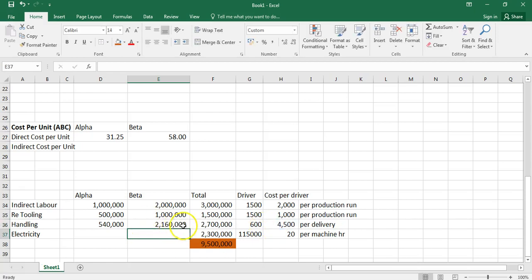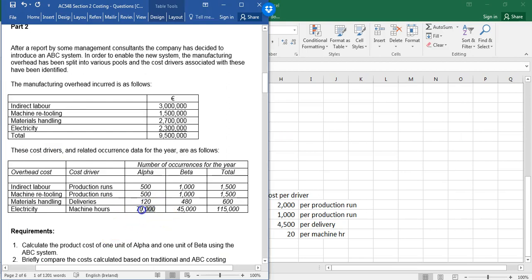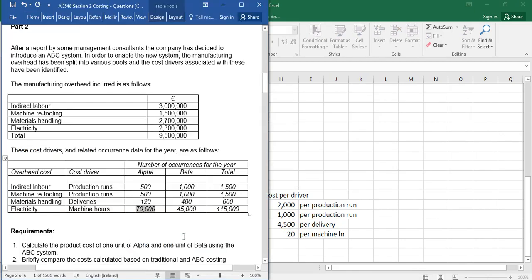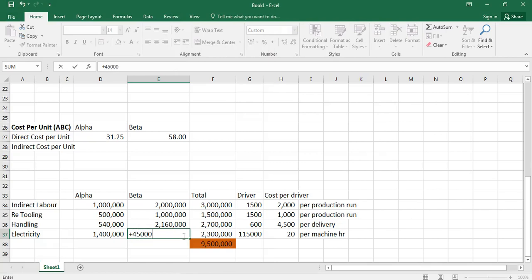So 4/5 of the cost goes to beta, whereas 1/5 goes to alpha, because they do not use as many deliveries. And finally, in terms of how many machine hours alpha is using: 70,000 times 20 euro per hour. And then it's 45,000 for beta times 20 euro per hour.